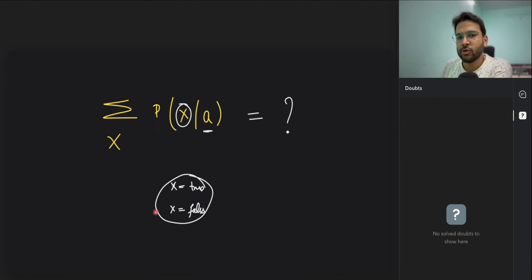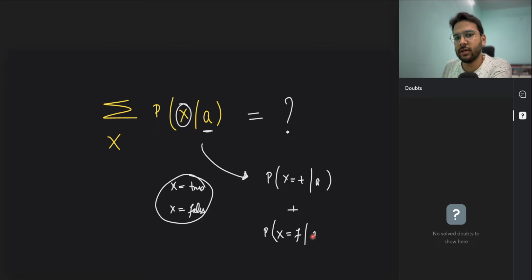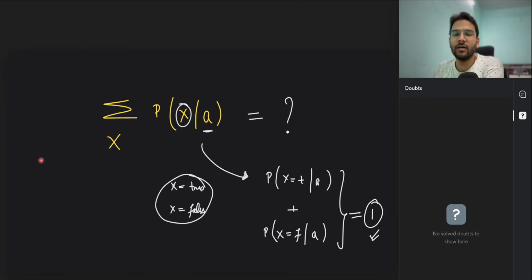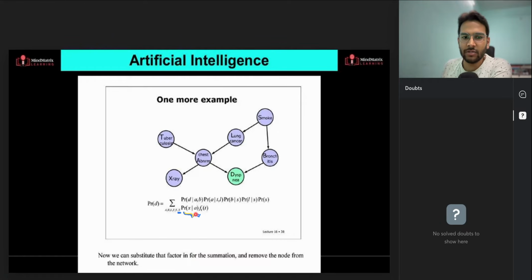So you can rewrite this as probability of x is equal to true given a, plus probability of x is equal to false given a. And the sum of these two terms is nothing but 1. If you remember, I've already covered these things in the prerequisites of this uncertainty topic. So this is equal to 1, and now I can directly replace it with 1.